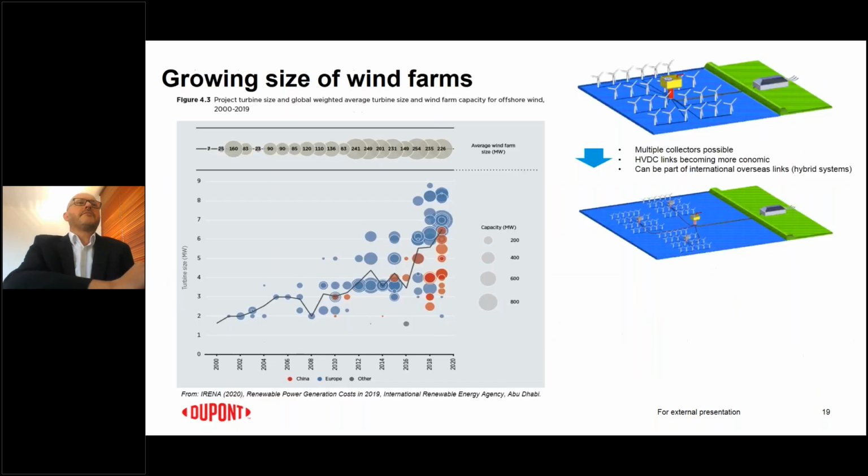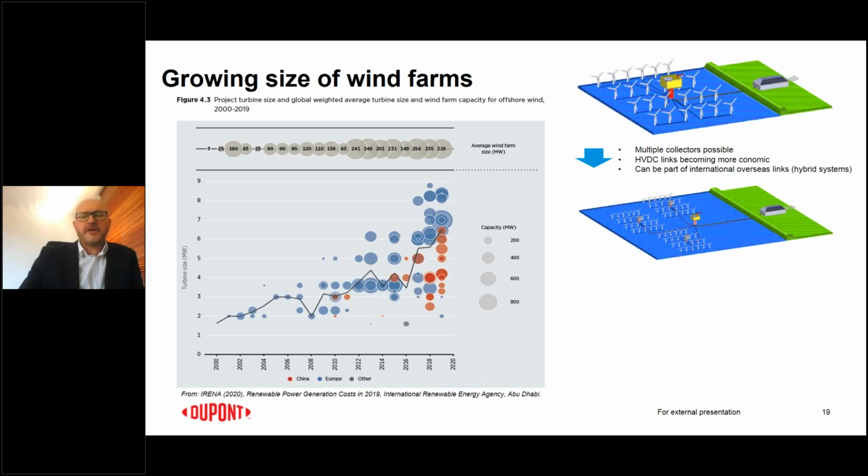And getting close to the end here, when talking about the growing size of the wind farms, which of course would impact the requirements for the collector transformers. The left-hand chart shows again the chart from IRENA about the wind farm size. This is the size of the bubble on the chart, and the turbine size. So with the years, the wind farms started from small bubbles. Over the years, they grew to bigger bubbles, and of course, the size of the turbines was growing as well.